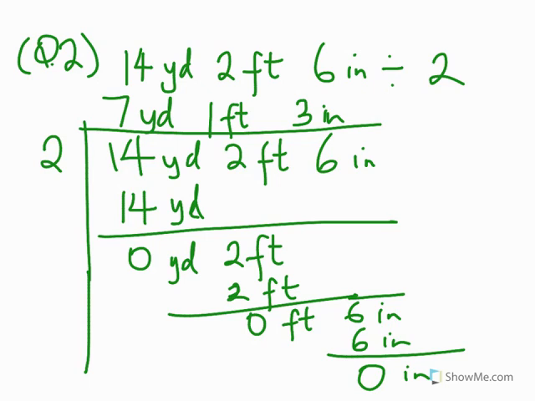If we look at the relationship between inches and feet, 12 inches makes 1 foot. 3 is less than 12, so we leave it. Then feet and yard, 3 feet makes 1 yard. But this is 1 foot, which is less than 3 feet. So we are good. Our answer becomes 7 yards, 1 foot, 3 inches.